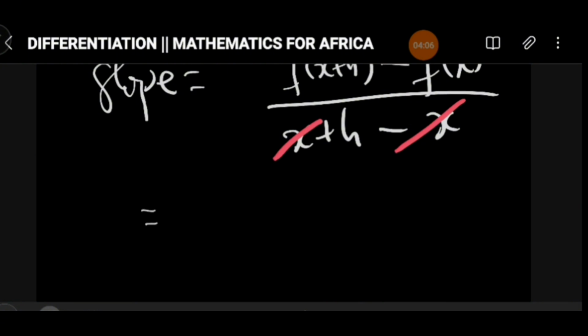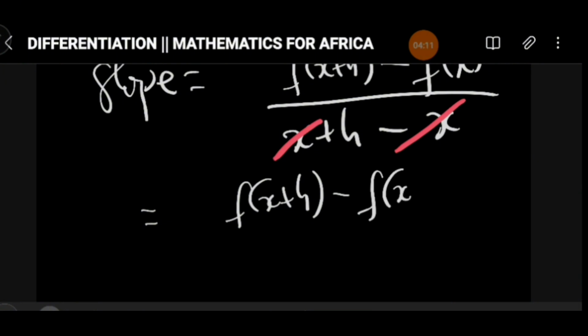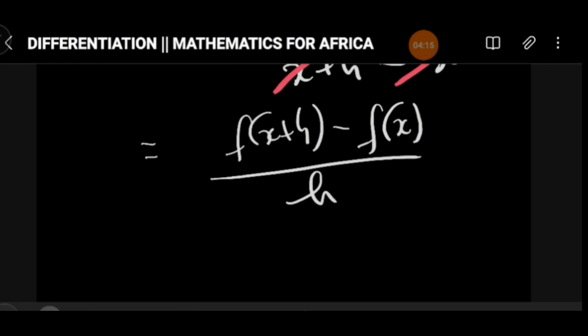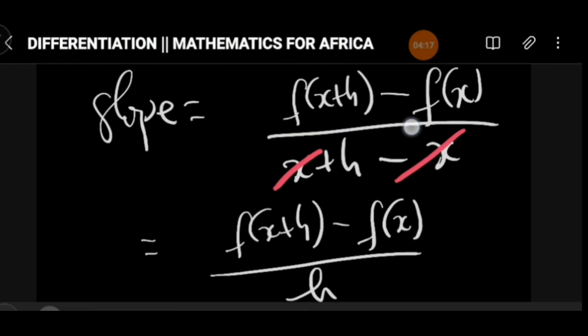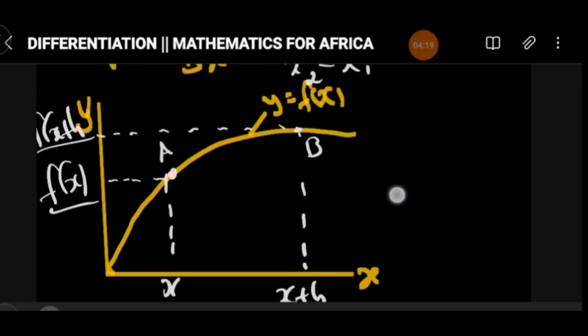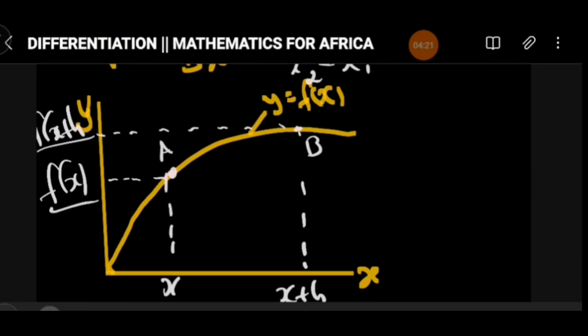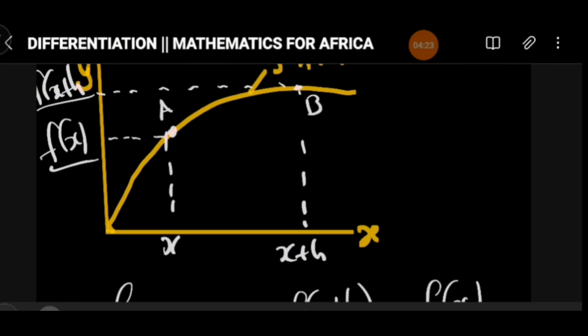You just left with what? f of x plus h minus f of x all on h. Okay, and this is now the formula to calculate the slope of a function. But now this one, is it constant? No. The difference of the point, look at the line.